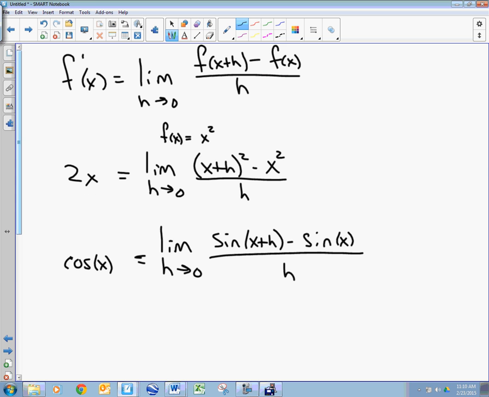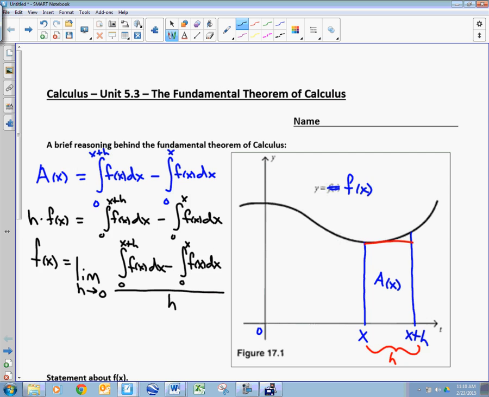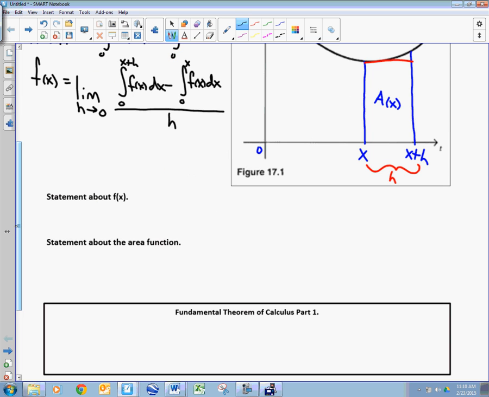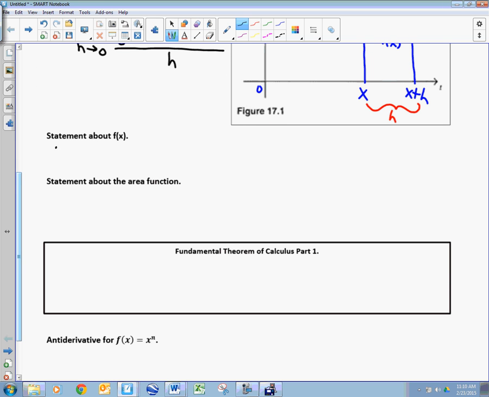Look at your next part. Look at this spot right here, okay? That means the function is the area function, right? The integral. The function is this integral thing, and the derivative is f of x, okay? Statement about f of x. f of x is the derivative of the integral function.